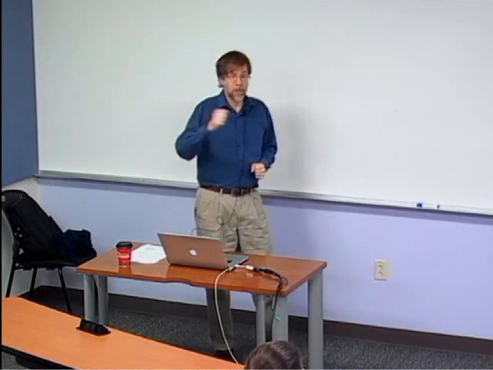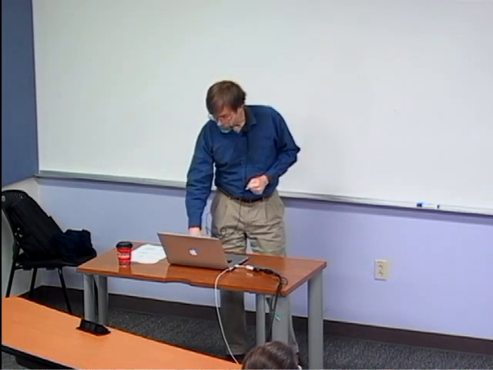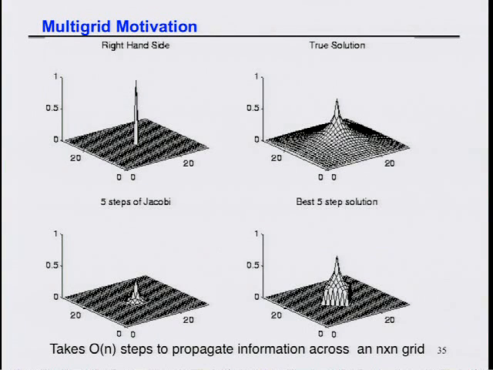And for that to work, we have to move data a lot farther than 1 grid cell, 1 neighboring grid cell at a time. So here's just the picture I've shown before, which illustrates that point. Suppose I want to solve 2D Poisson. My right-hand side is non-zero in the middle only. Here's the true solution. It's what you expect. It's a 1 over r kind of potential function.